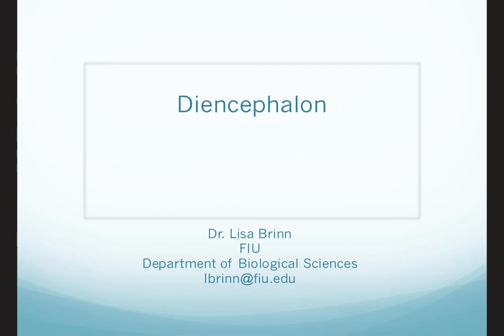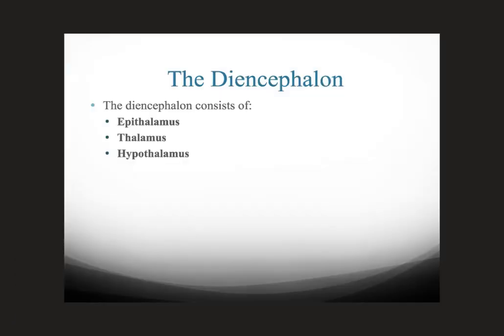Hi everyone. Here we're going to be talking about the diencephalon, which is one of the structures that's part of the brain. The diencephalon is going to be divided in three parts: the epithalamus, the thalamus, and the hypothalamus. Usually we just talk about the thalamus and the hypothalamus because they have several different functions.